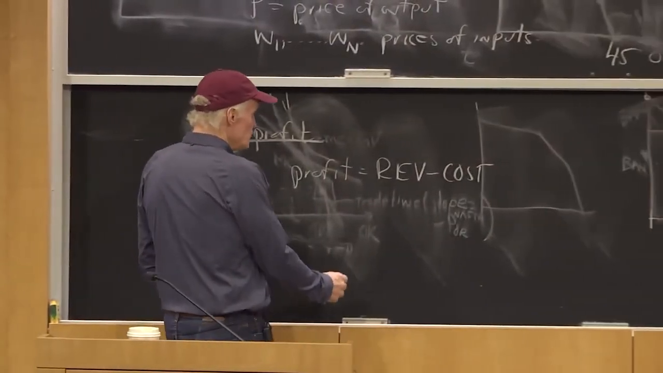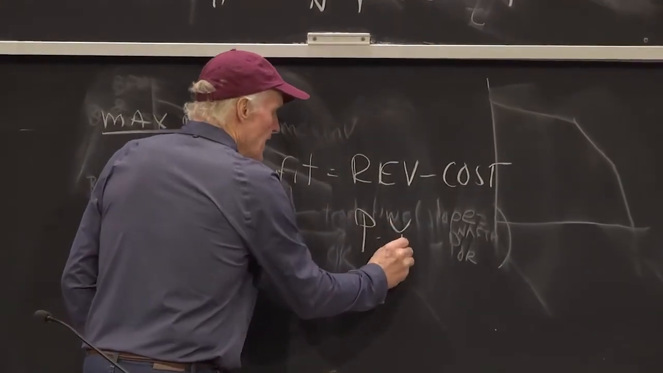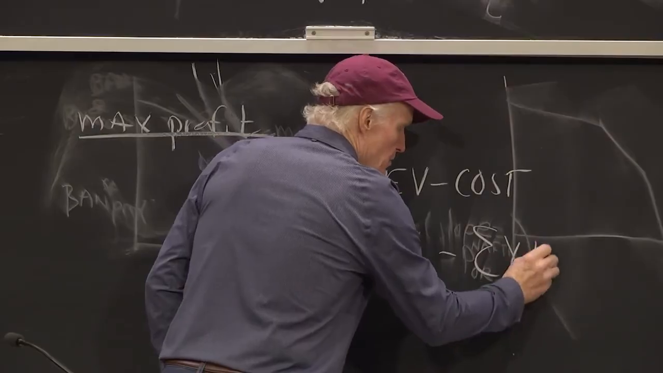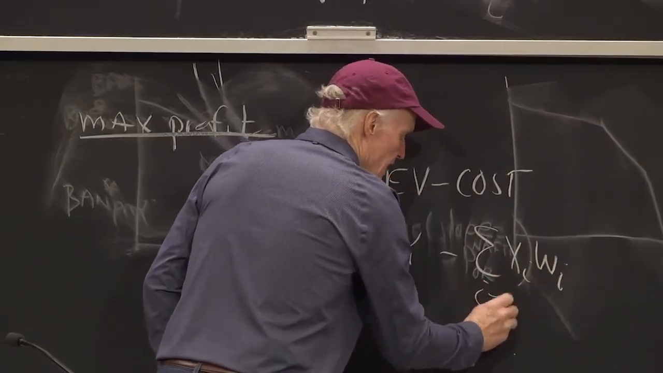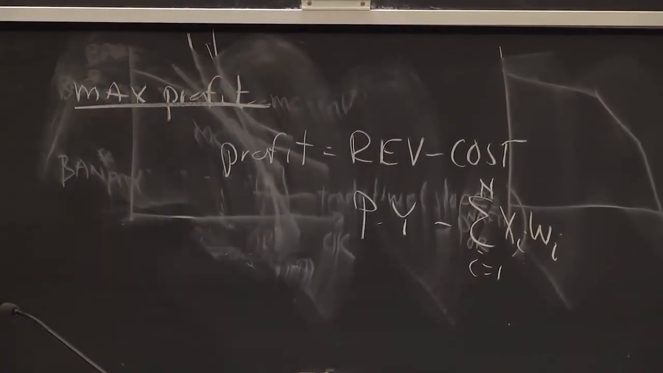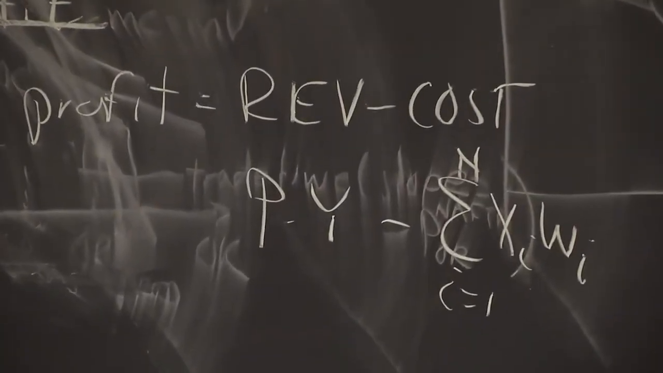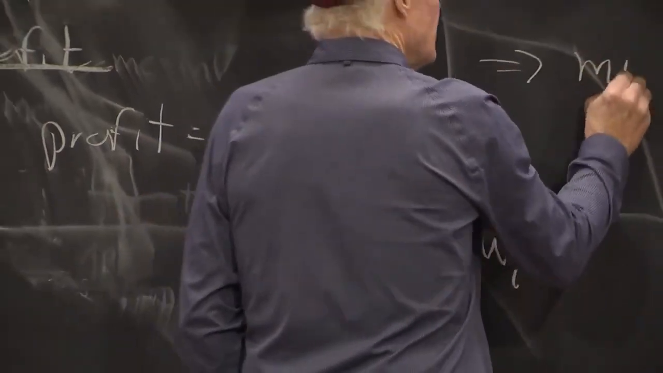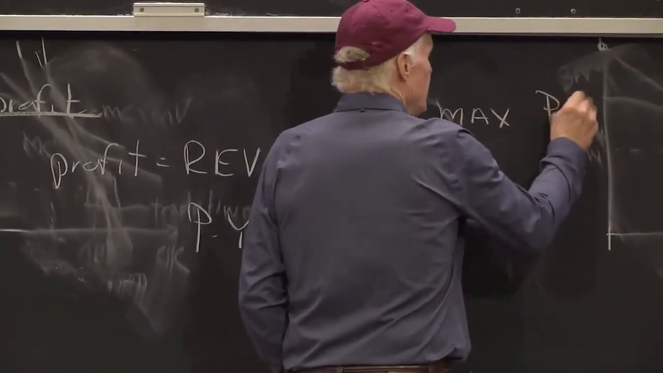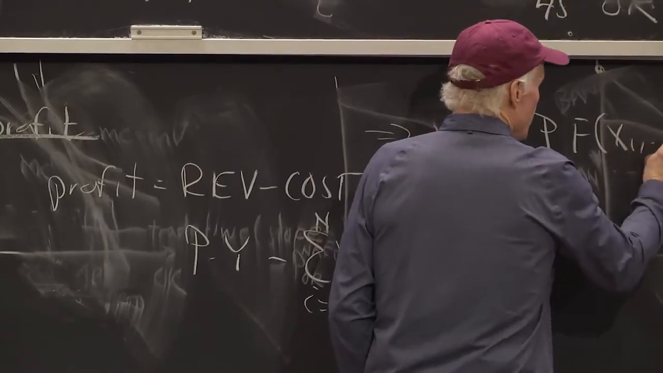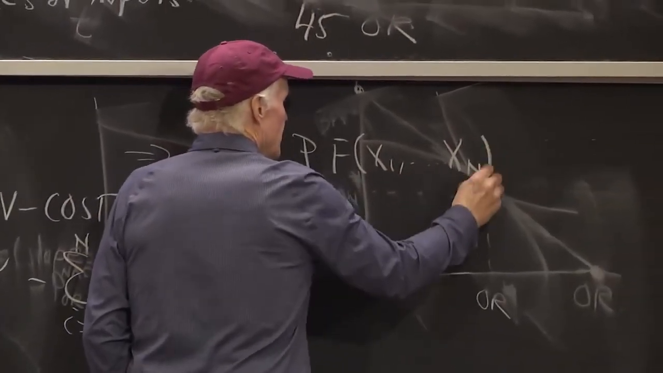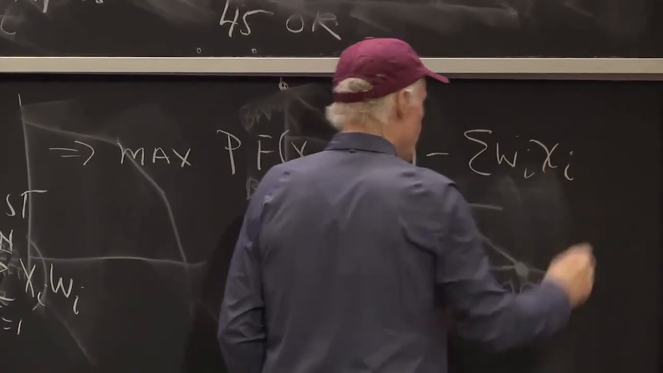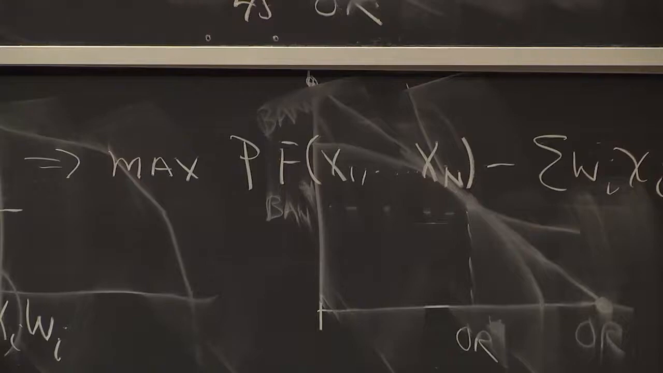So revenue is PY, and cost is just the sum of the XI, WI, I equals 1 to N, right? That's my profit maximization. That implies I'm going to max PF of X1 up to Xn minus the sum of the WI XI, I equals 1 to N.